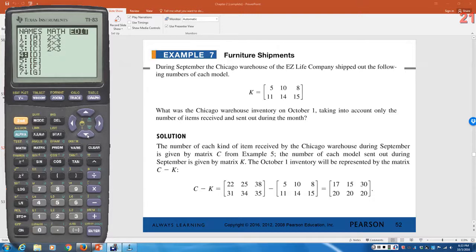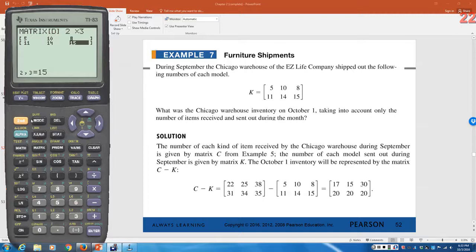And we could put it in A or B, and we don't have a matrix K. So we just go to any one that's empty and just remember which one we used. And again, it's a 2 by 3. And we have 5, 10, and 8, and 11, and 14, and 15. So this is basically what we have in matrix C was what was in September, and what's in this matrix, matrix D, is what's going to be shipped out.